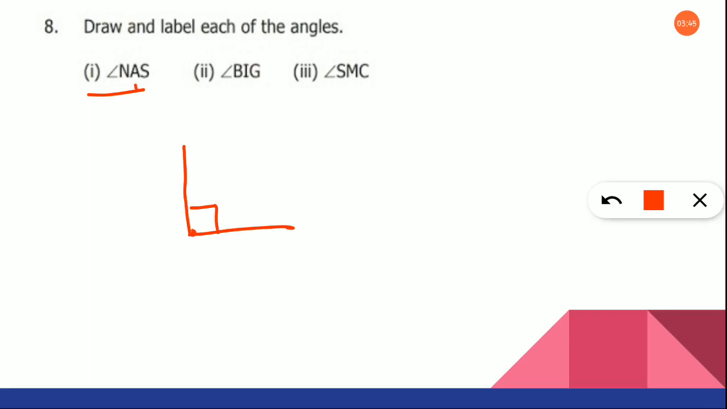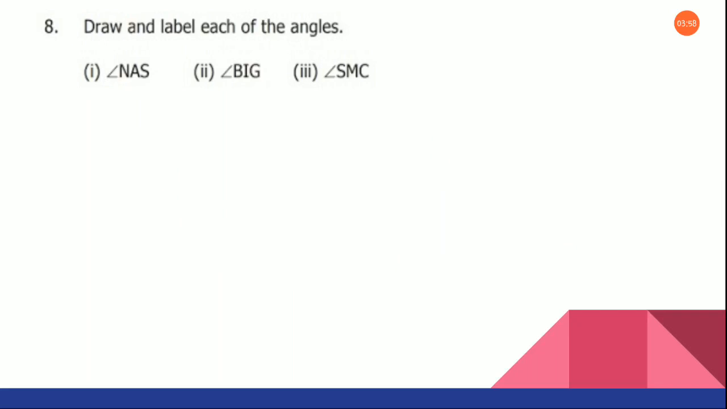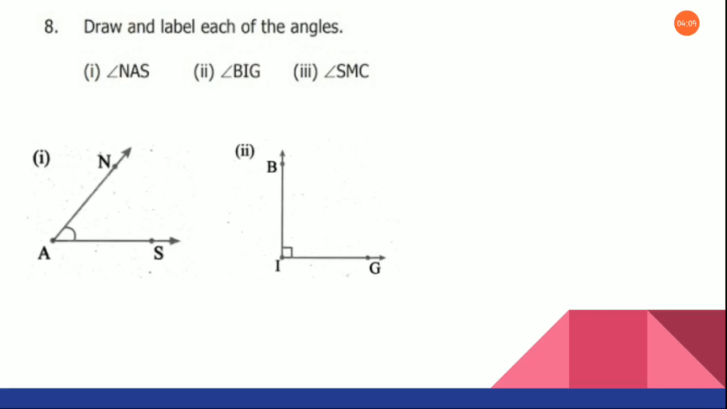Since A is in the center, the angle should be here only. Either I can write it as NAS or SAN. Okay. Anyway, I can do it. Now, I'm going to draw it as an acute angle here. Angle NAS. Same way, second one, angle BIG. I'm drawing it as a right angle. Okay. It can be any type of angle. They are not mentioning what type of angle. And then angle SMC. Okay. This one I am considering as an obtuse angle.